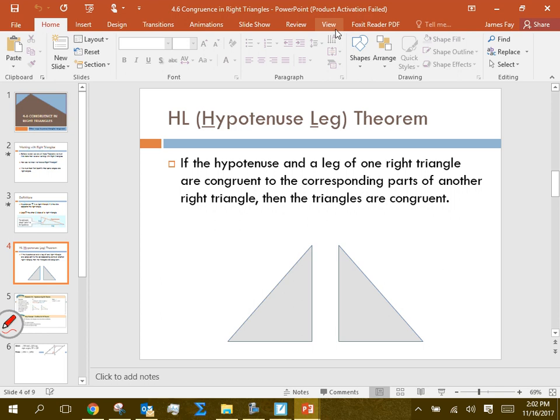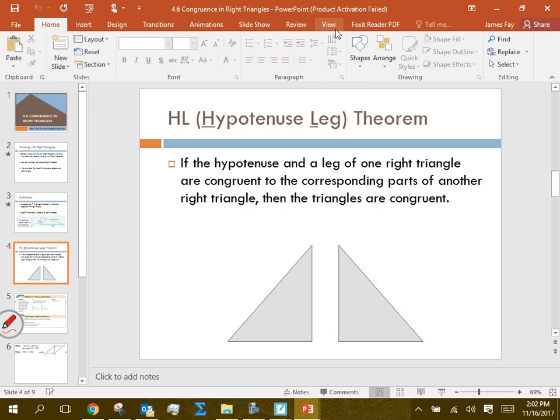Okay, so hypotenuse leg theorem, shortened as HL. Basically, what it says is it's the same kind of breakdown as any of the other postulates and theorems we talked about so far for congruency. Look at the name, H and L, so it must mean I need a hypotenuse congruent to a hypotenuse, and then I need a leg congruent to a leg. And that is enough then to say the two triangles are congruent.